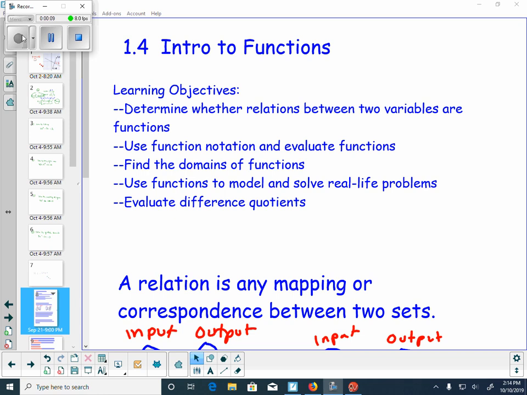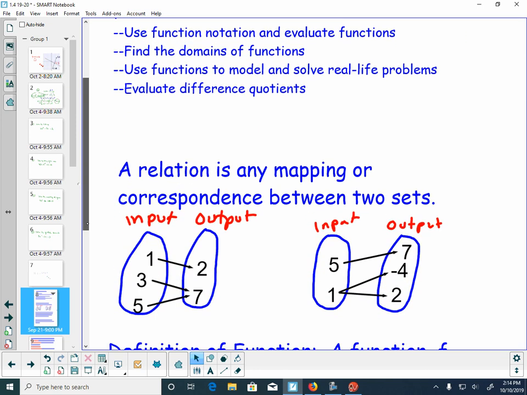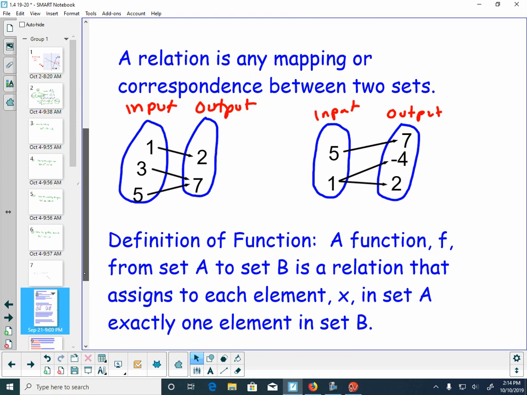All right, so we are looking at Section 1.4, Intro to Functions. These are your learning objectives. Determine whether relations between two variables are functions. Use function notation and evaluate functions. Find domains of functions. Use functions to model and solve real-life problems. And evaluate difference quotients.